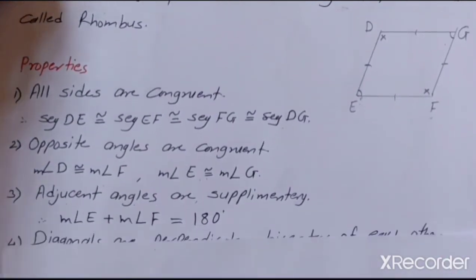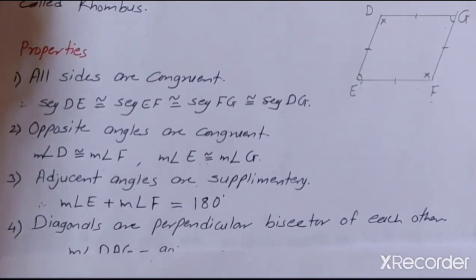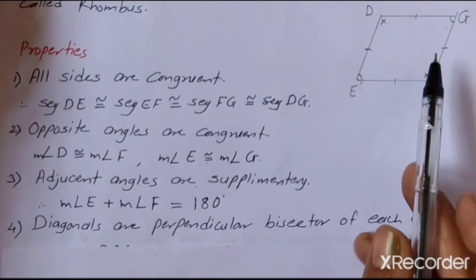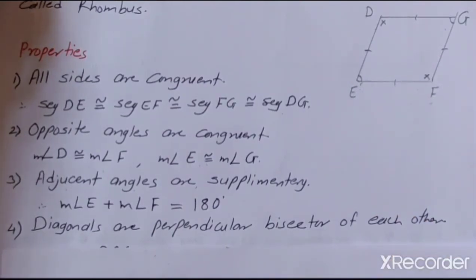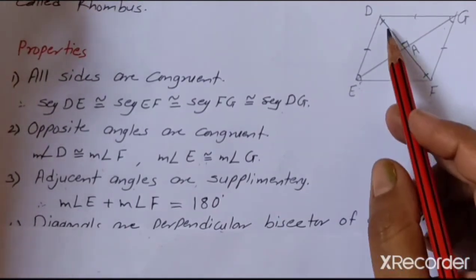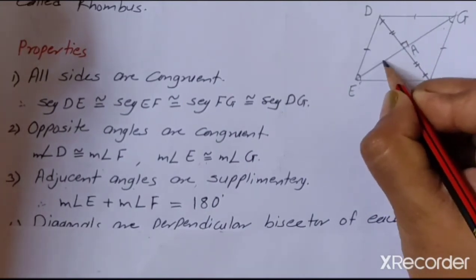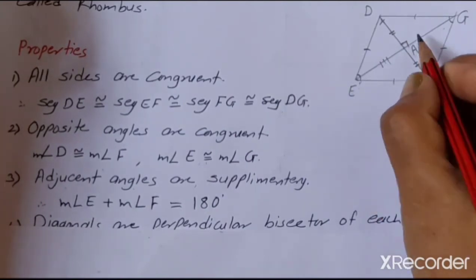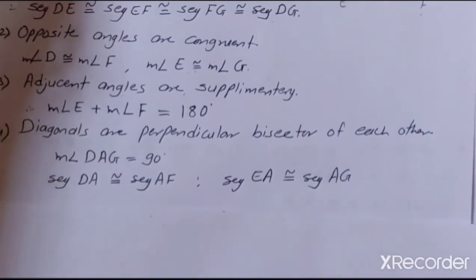Next property, diagonals are perpendicular bisectors of each other. Here diagonals are not congruent, but they are perpendicular bisectors of each other. Suppose these diagonals intersect at point A. Therefore, from this figure we can say these two parts are congruent. Similarly, these two parts, that is EA, is congruent with AG. So from this figure we can write this.